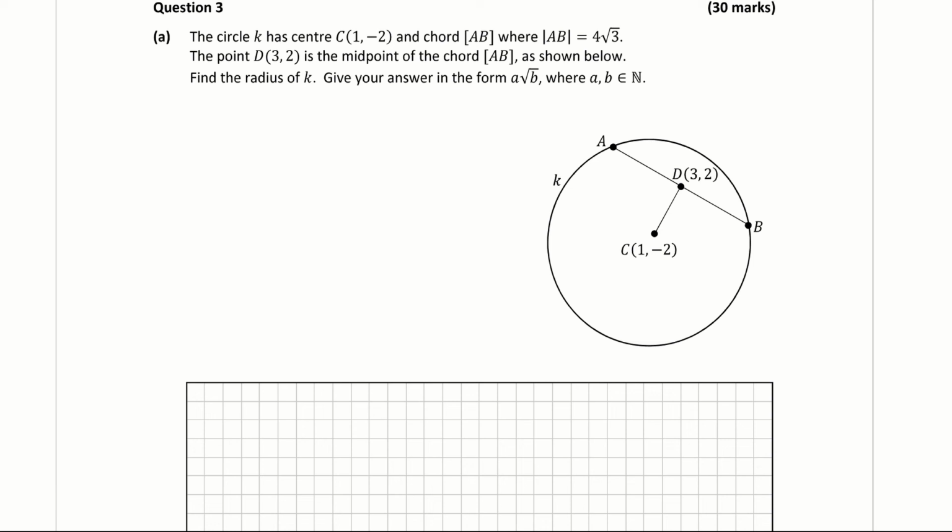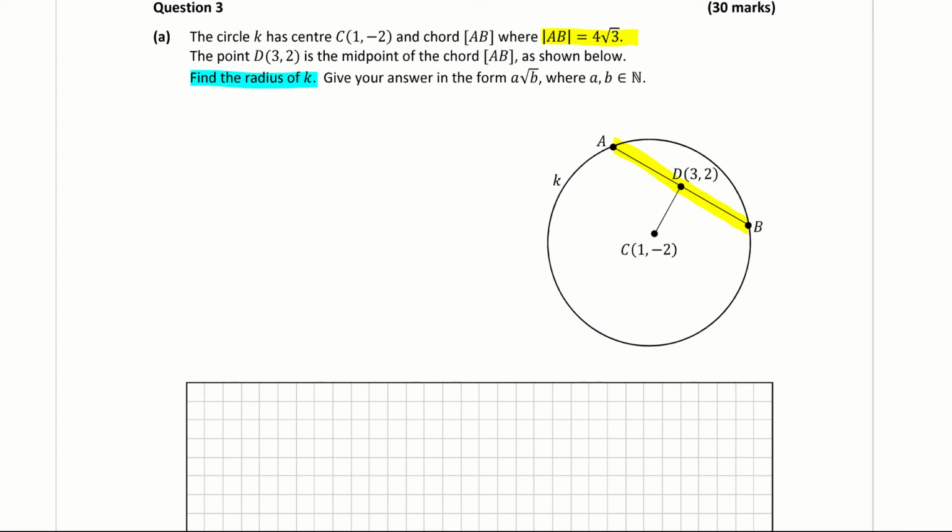So looking at question 3, the information we're going to take from this is that the length of the line segment AB is 4 root 3, so that's that length of a line here. And what's the question asking us? It's asking us to find the length of the radius K. So they're getting us to find the length of the radius of that circle.